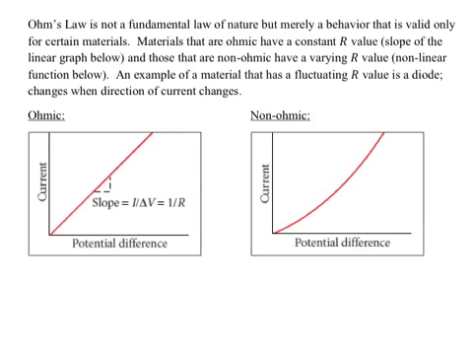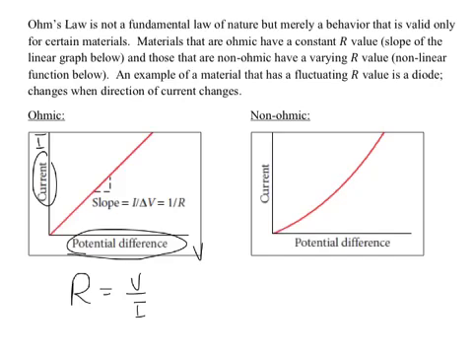So, first, it's not a law that we actually find in nature, and it's really only valid for certain materials. We'd say that certain materials are ohmic if they follow Ohm's law, and they're non-ohmic if they don't follow Ohm's law. And what we can see here from these graphs is the R value. Remember, if we solved for R, we said earlier that R was voltage over current, right? So in this graph, we're graphing the current and the voltage along the axis. Remember, potential difference, this is really voltage, V. And this is your I value for your current.